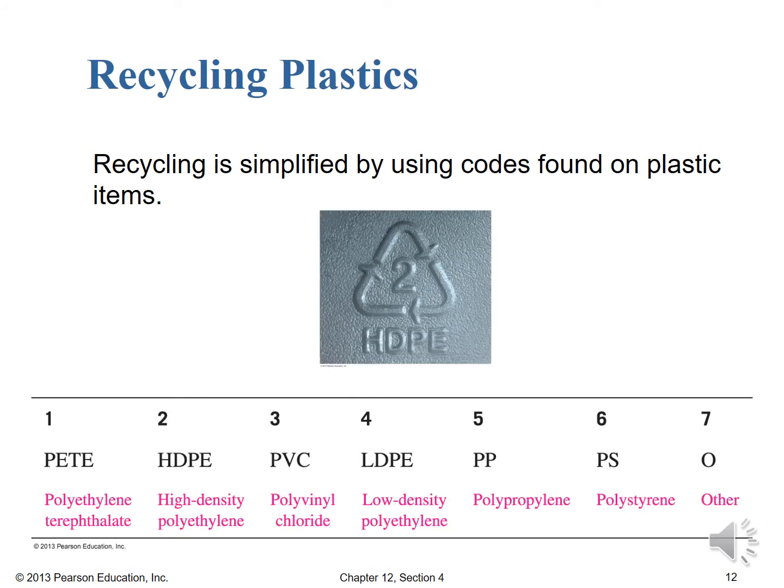Okay, recycling plastics. I've already mentioned a couple of times, I think, that you should ideally be using recycled plastics and then recycling them. And recycling for plastics is simplified by those codes found on plastic items. Now, the code identifies the plastic, and unfortunately, not everybody knows that.